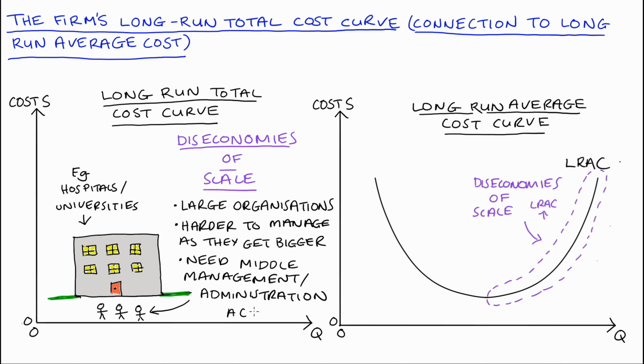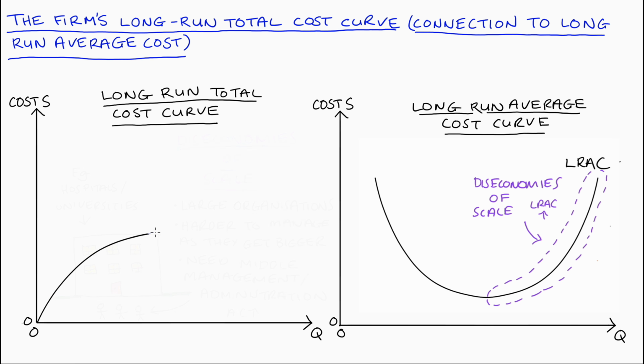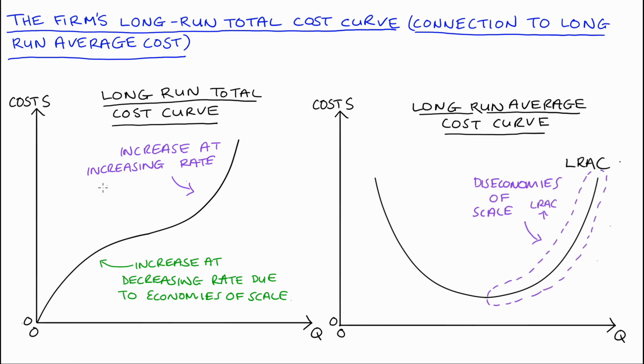In any case, this increase in long-run average costs means that our long-run total costs will start increasing at an increasing instead of decreasing rate. So something like this. And this is how you will often see the shape of our long-run total cost curve. And really, it's just expressing what we think is going on with our long-run average costs.